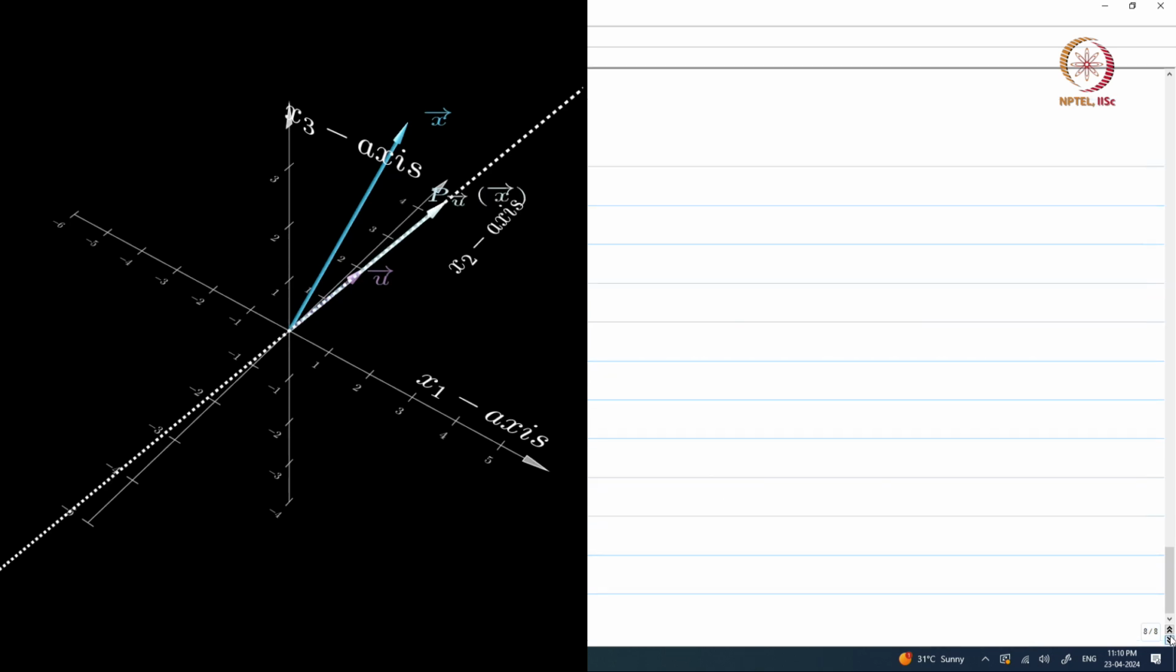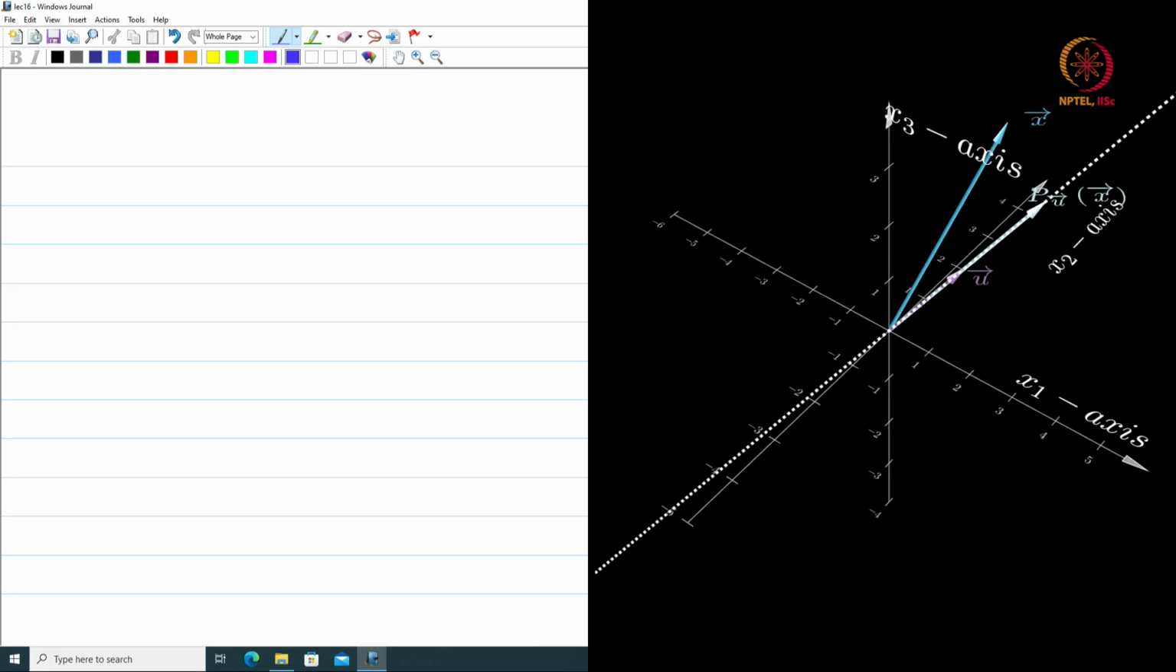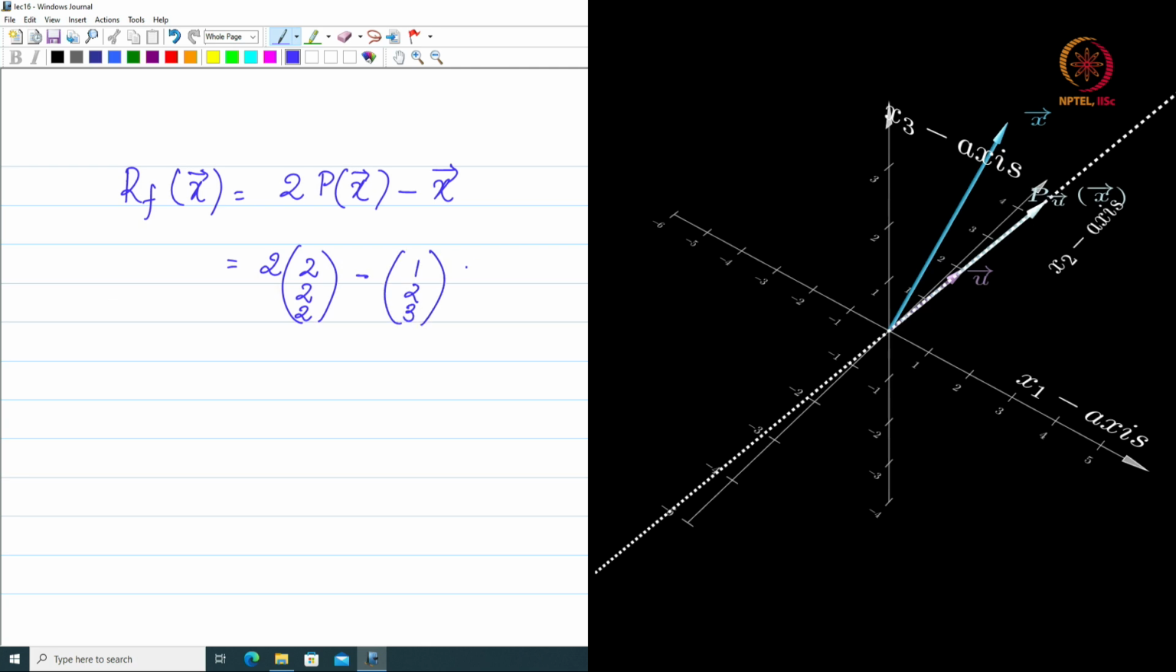Now, we look at the reflection. R f of x is nothing but 2 times p of x minus the vector x, which is 2 into (2, 2, 2) minus (1, 2, 3). That is 4 minus 1, which is 3; 4 minus 2, which is 2; and 4 minus 3, which is 1. So, this is basically the reflection of a point about a line passing through the origin.